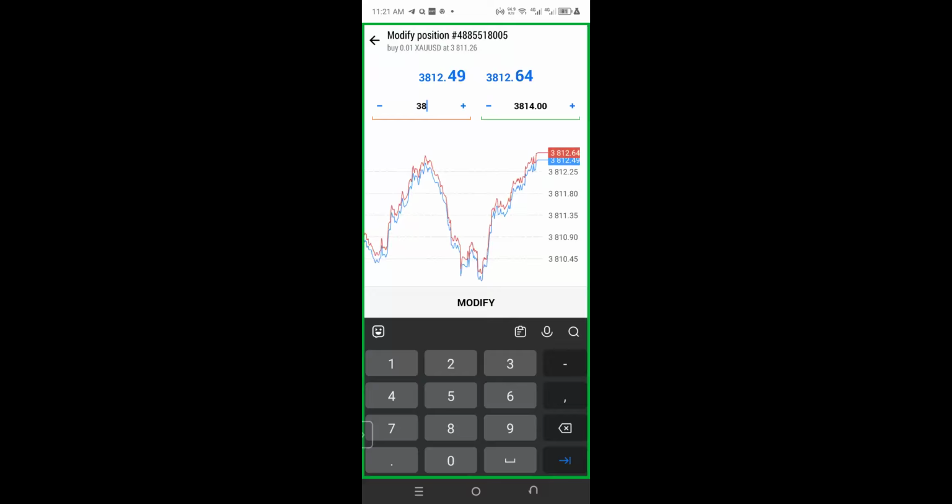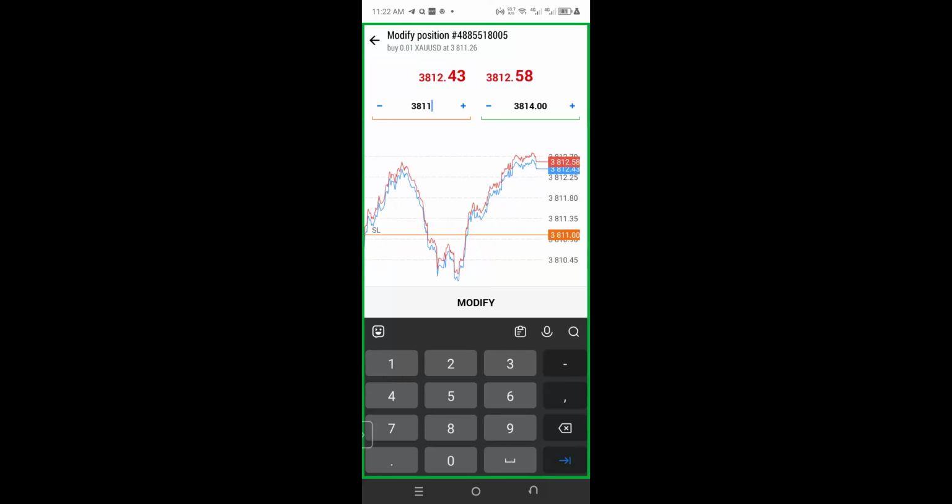And remember, I got here. I stay on that position and I select that pencil kind of icon, which means modify. And here you can see below it's written modify. The action I want to take is called modification. So 38.11, I click on the stop loss side. I put it a bit above the entry. So I put 38.11.30. Simple. That's what I do.